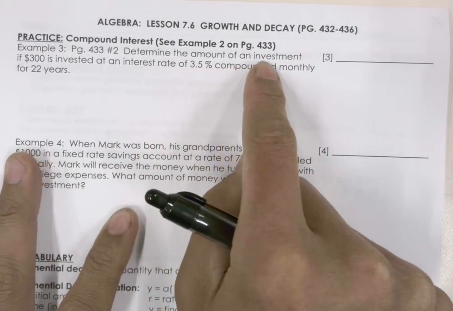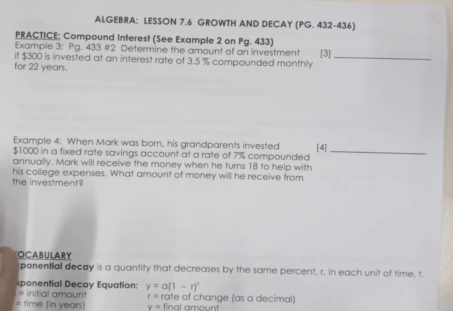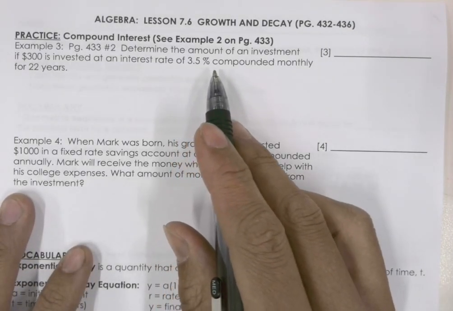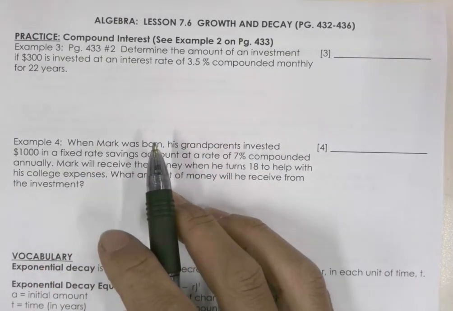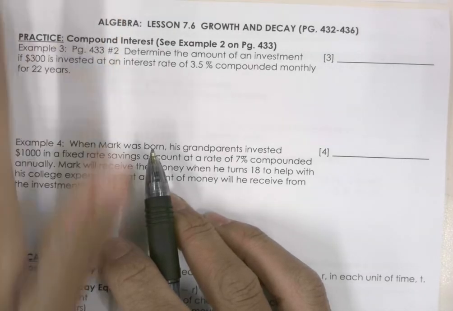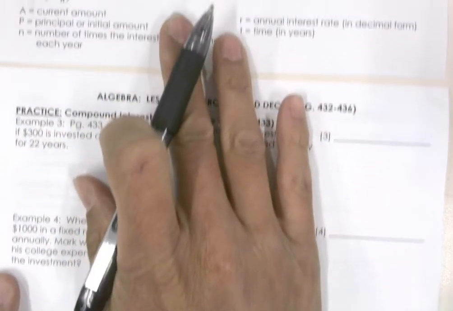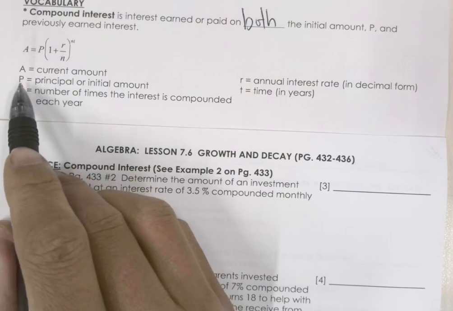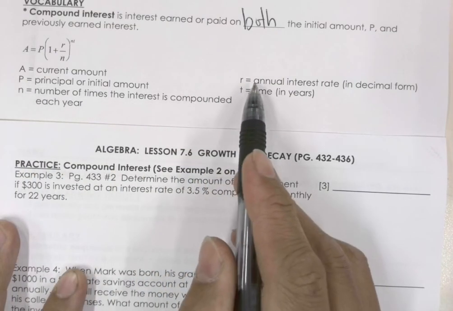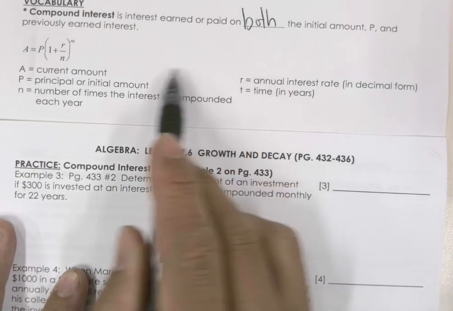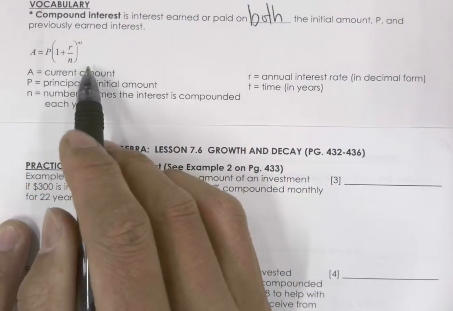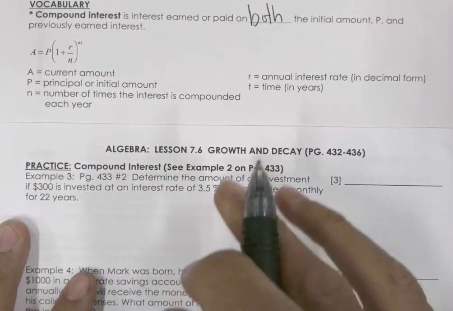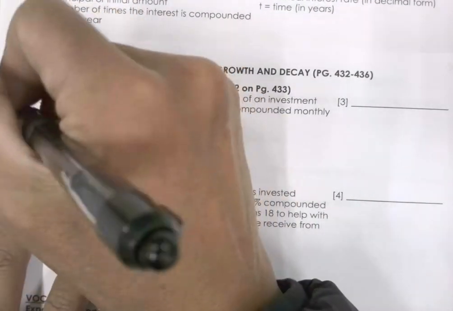Determine the amount of an investment if $300 is invested at an interest rate of 3.5% compounded monthly for 22 years. So what do we have? Well, the first thing we want to do is identify what P, n, r, and t are. Then we're going to substitute all of those values into this equation and solve for A, the current amount. So let's go ahead and do that.